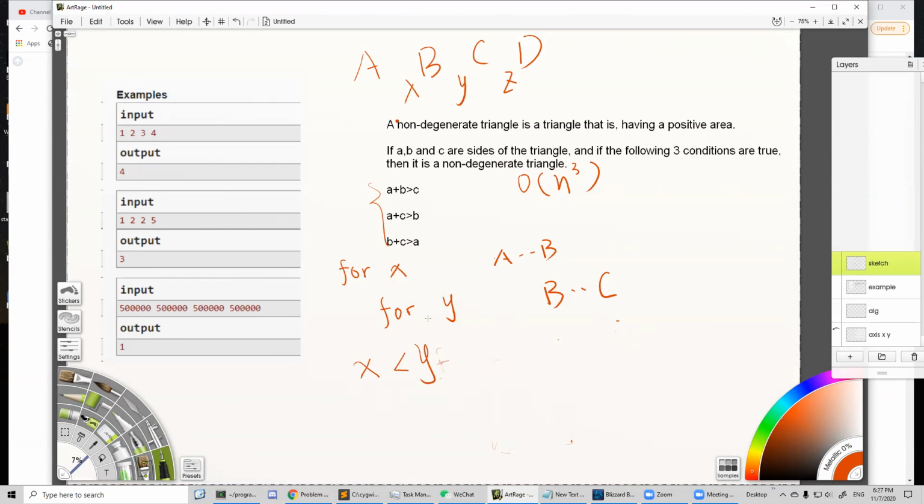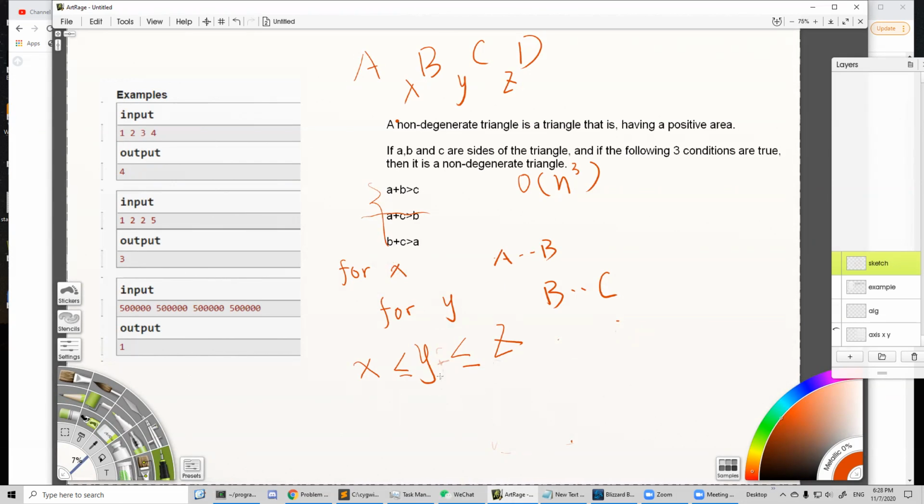So obviously X is smaller or equal to Y, and Y is smaller or equal to Z, right? So in this case, X plus Y is not necessarily bigger than Z, but X plus Z is surely bigger than Y, right? So we don't need to consider this condition anymore.